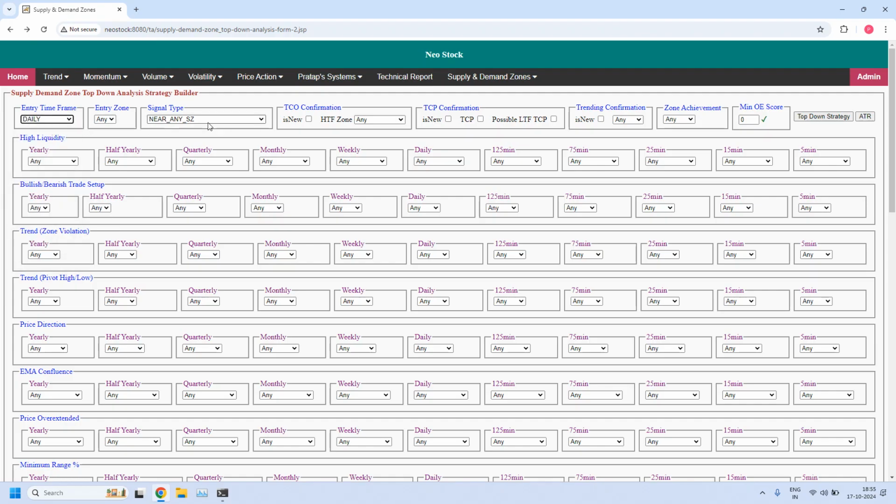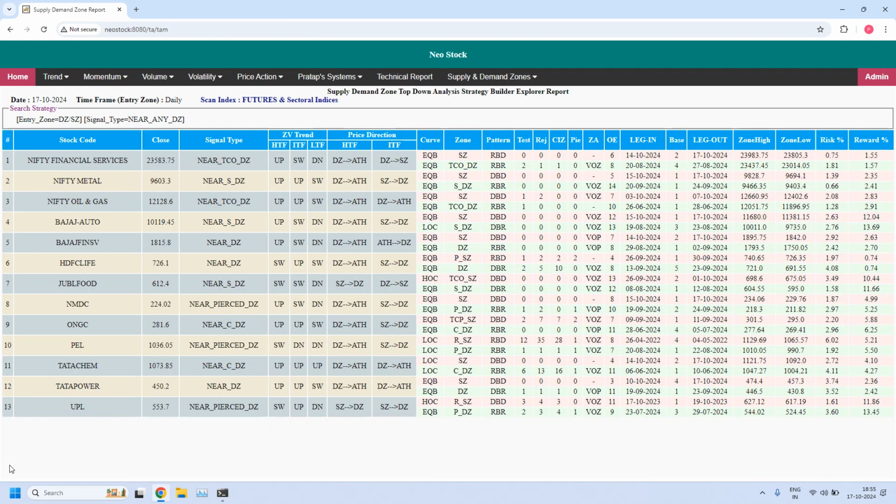Entry time frame daily. Let us find the stocks near daily demand zone. 13 stocks are filtered. Let us identify high liquidity daily demand zones from this list. NIFTY Metal is an index, so we don't trade in indices not listed in F&O.